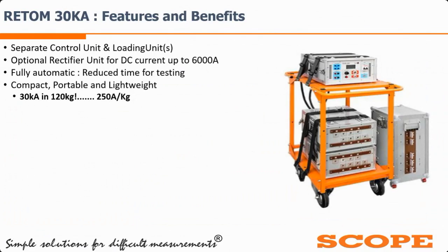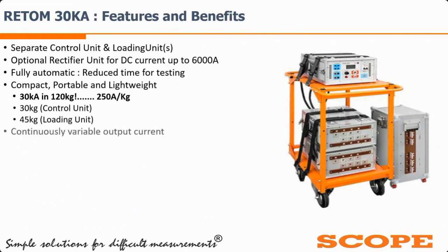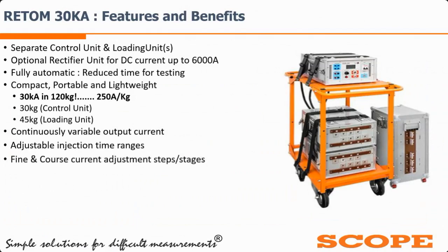So by calculation you can see the weight per ampere. This is the main important thing that we need to consider. The weight of the control unit is only 30 kg. The weight of the loading unit is only 45 kg. A continuously variable output current is there for injection of the current. Then adjustable injection time ranges we have provided, so the user can set a time as per the requirement. Then fine and coarse control adjustment we have provided, with various steps for increasing or decreasing the current. The instrument is fully automatic.